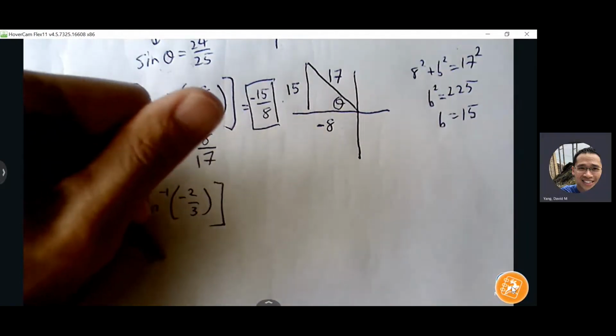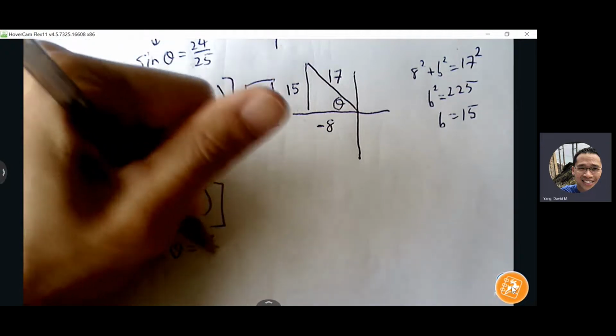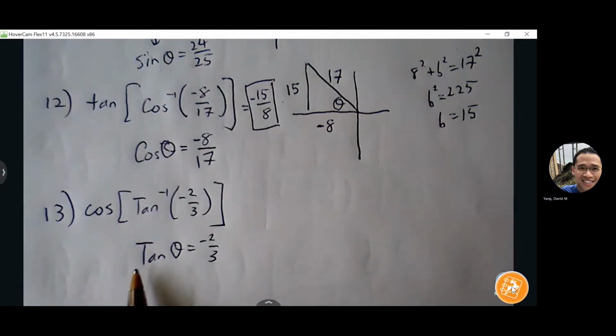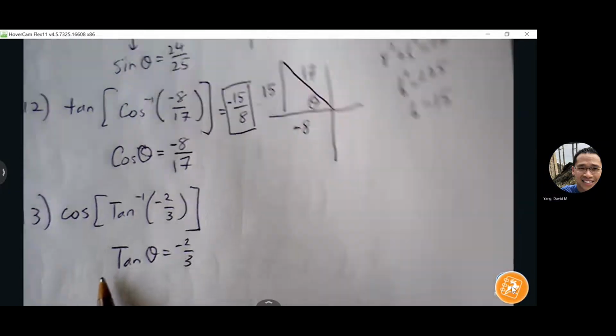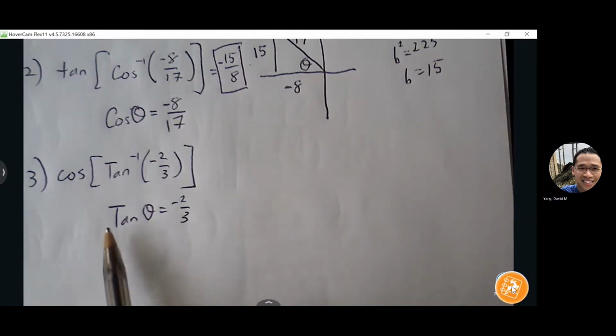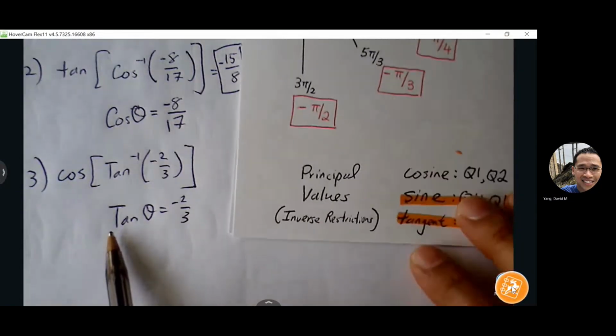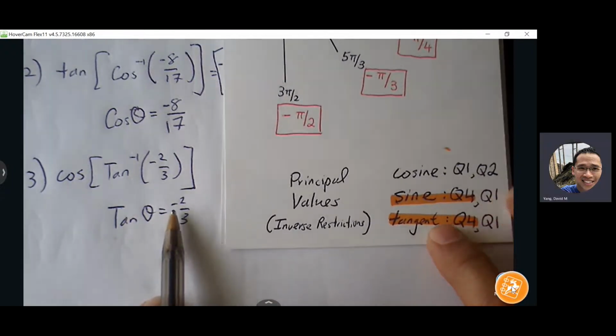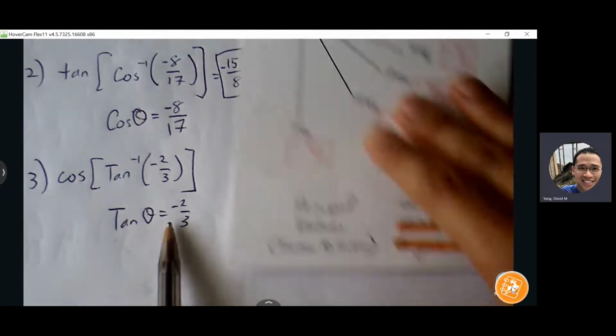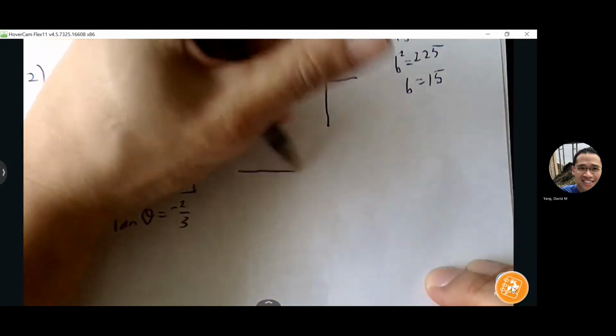Okay, let's start from the inside. Tangent of theta is equal to negative 2/3. Uppercase T here. What adjustment do we have to make? Right. Tangent is negative in the fourth quadrant, right? So we've got to make that adjustment, fourth quadrant here.